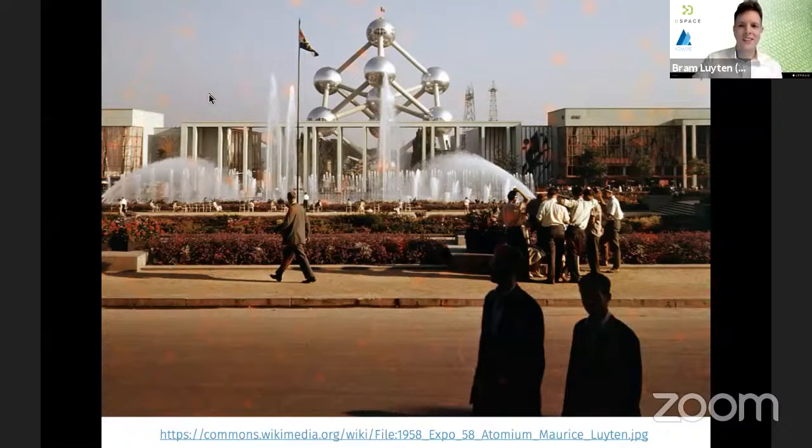Hello, everyone. This is the Atomium in Brussels, photographed by my grandfather, who's no longer with us. And you can find his photographs freely because they are available in a repository. Have you ever been to Belgium? If not, I can highly recommend a post-COVID visit.